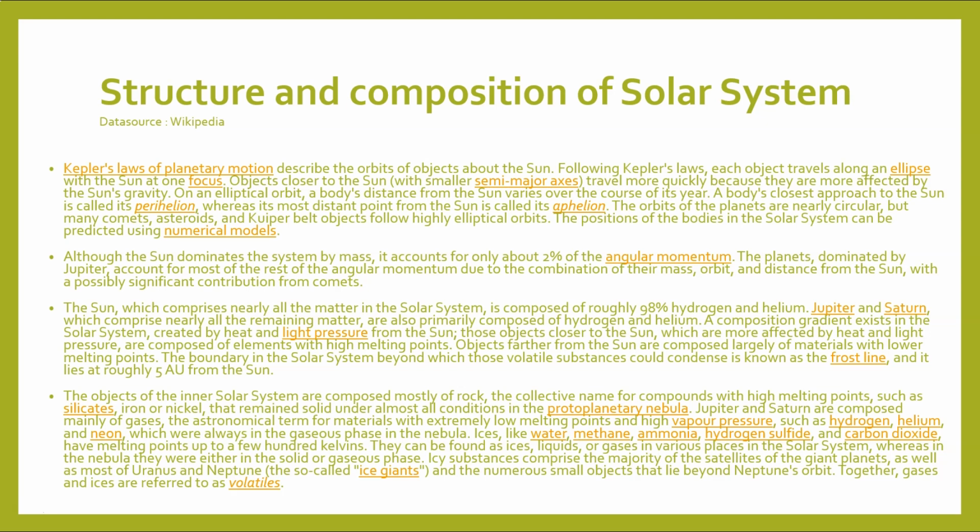Ices like water, methane, ammonia, hydrogen sulfide, and carbon dioxide have melting points up to a few hundred kelvins. They can be found as ices, liquids, or gases in various places in the solar system, whereas in the nebula they are either in the solid or the gaseous phase. Icy substances comprise the majority of the satellites of the giant planets, as well as most of Uranus and Neptune, which are so-called ice giants, and numerous small objects that lie beyond Neptune's orbit. Together, the gases and ices are referred to as volatiles.